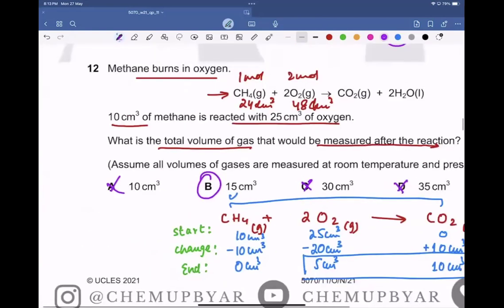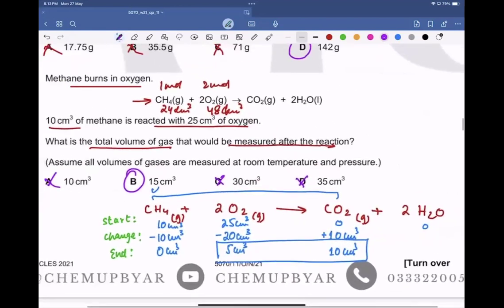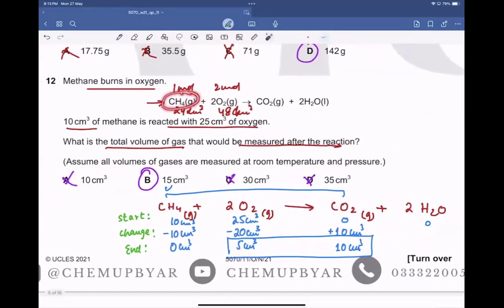Yes, Mustafa. If you see the balanced equation, these are gases, and it shows that 1 mole of methane is reacting with 2 moles of oxygen, isn't it? Yes, Mustafa. So we know that the volume of 1 mole of methane is 24 dm³, isn't it? Yes, Mustafa. So with 24 dm³ volume of methane, we need exactly 48 dm³ of oxygen, isn't it?